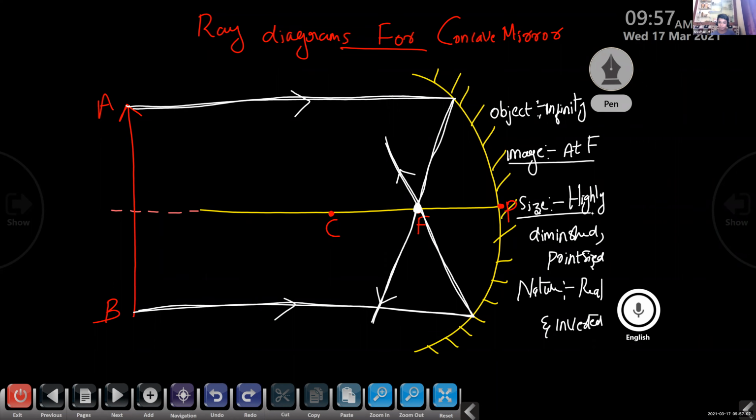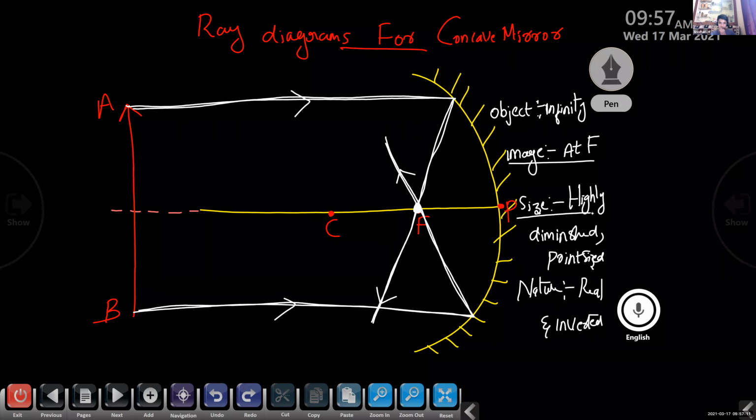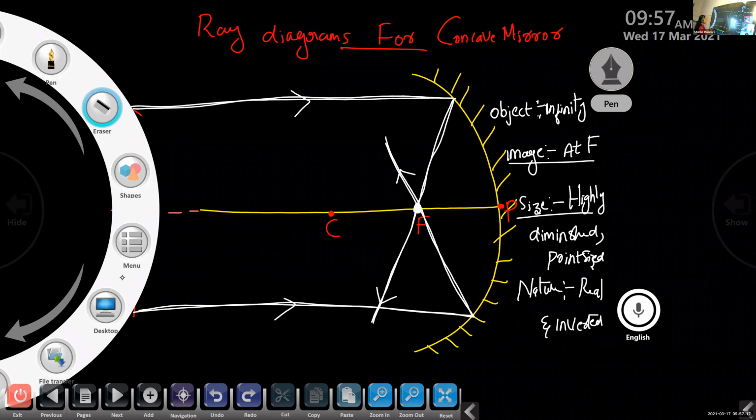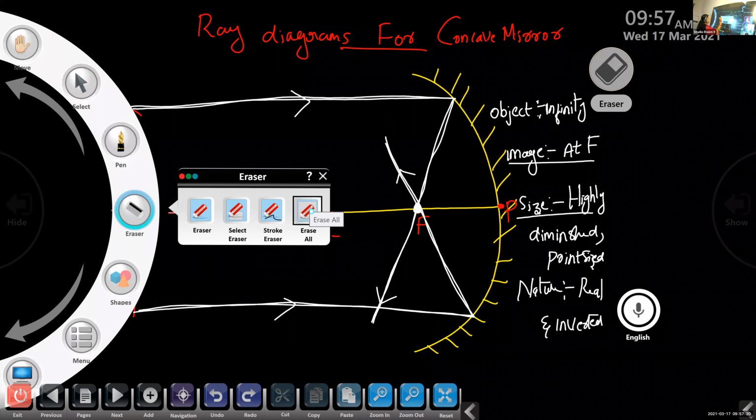Yes, ma'am. Can I rub this? Yes, ma'am. Okay, now we can move to the second case. It's also very simple. I think you have captured it very easily.